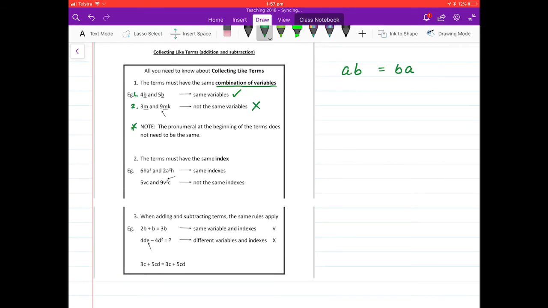Important thing to remember is this little note here: the pronumeral or the number at the beginning of the term does not need to be the same. So I could have 107B bananas, I might choose a different letter for that one, 107C, and 2C. They are still like terms because all that needs to happen is we've got the same combination of variables. So we can add 107C and 2C together to get 109C.